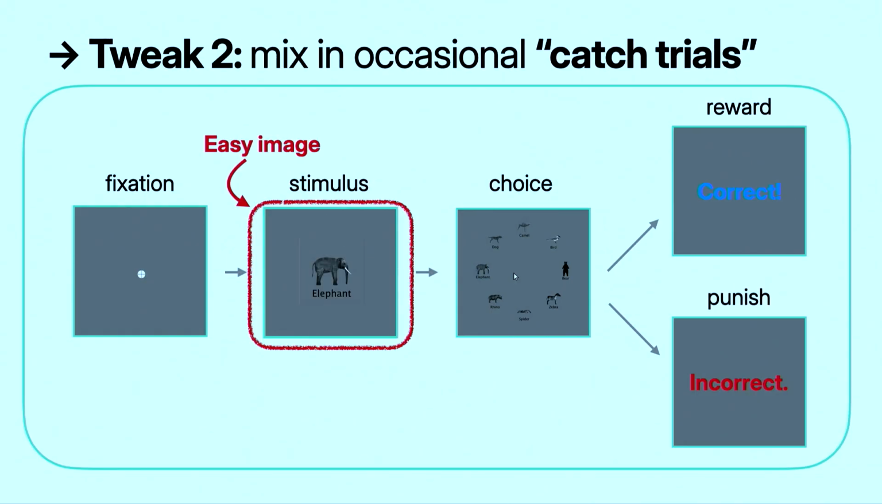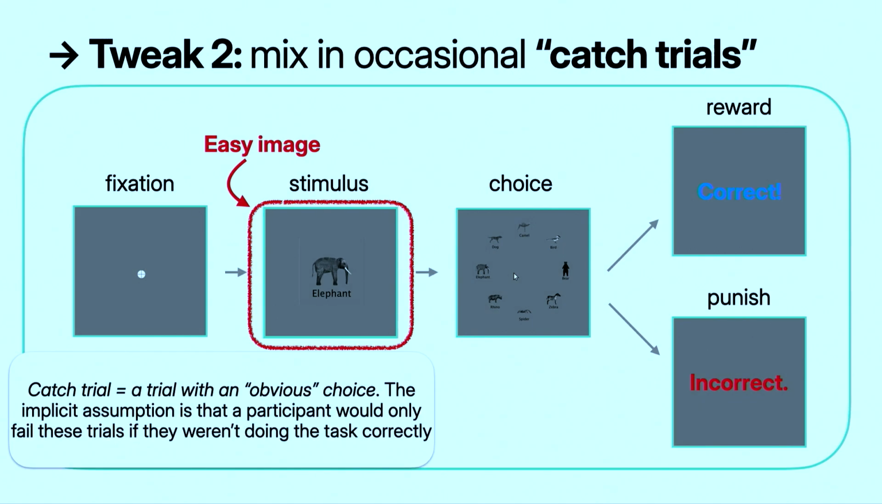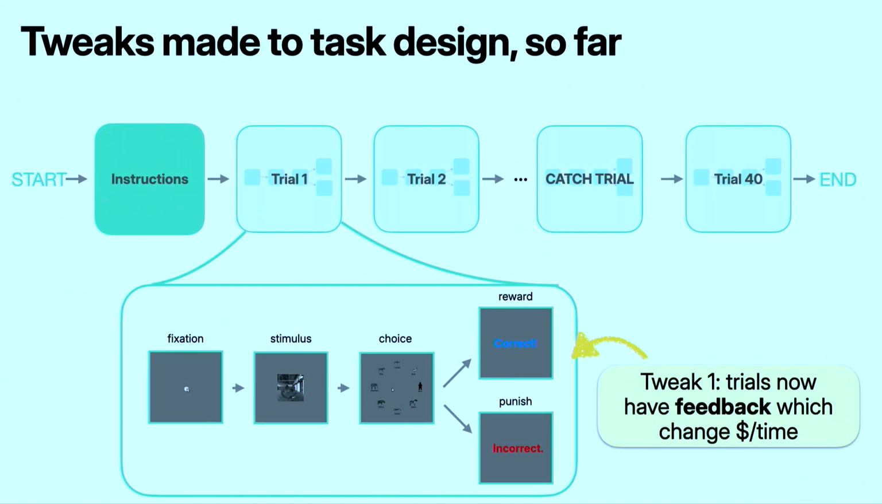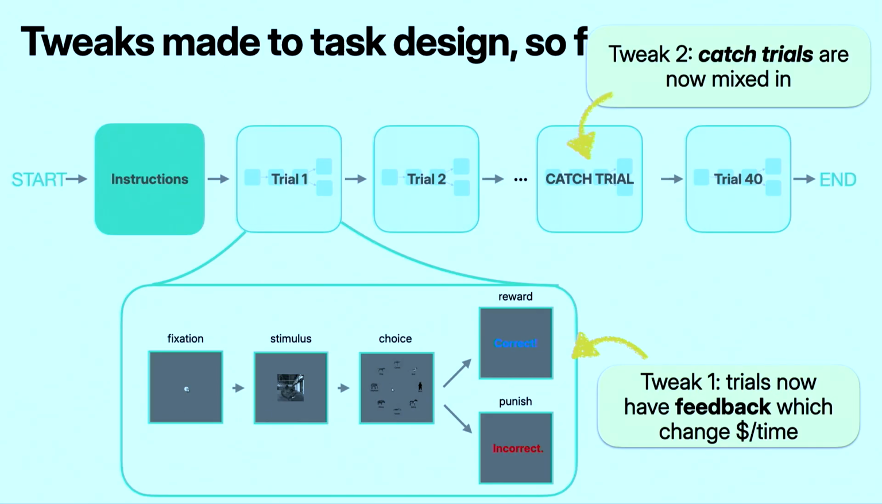Now, our second tweak is more in line with arm 2, and we're going to introduce a notion of a catch trial. A catch trial is just a trial which has an obvious choice. The assumption is that a participant would only fail on these trials if they weren't doing the task correctly. And by measuring a person's performance on these catch trials, you get an indirect measure of their attentiveness, and this is therefore a measure of data quality. So far we've made two tweaks. We've added feedback, and now we're mixing in these catch trials. Here we can mix in, I don't know, four or five catch trials, randomly.